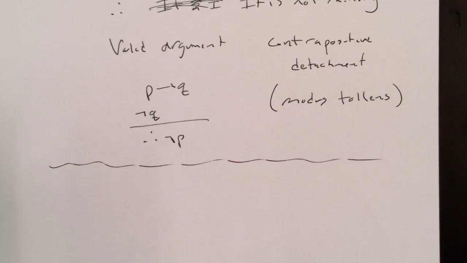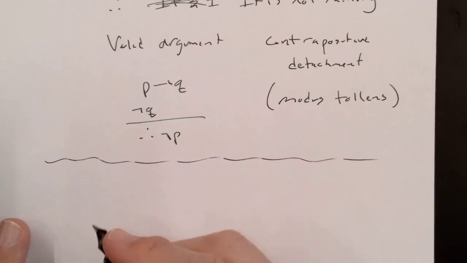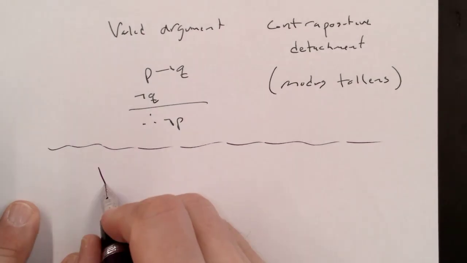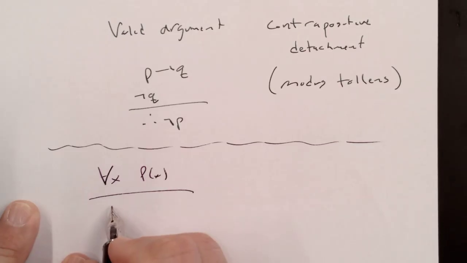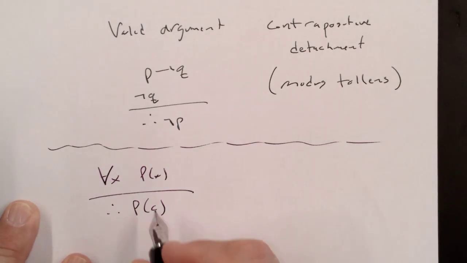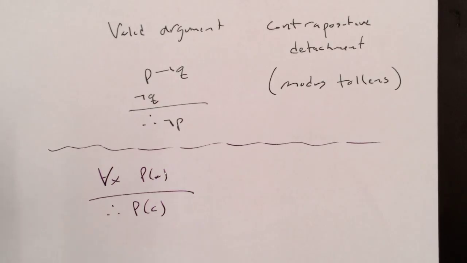I can do these things for quantifiers as well. If I have a statement that says, for all x, p of x is true, then I could pick one. Let's use C. It must be true.